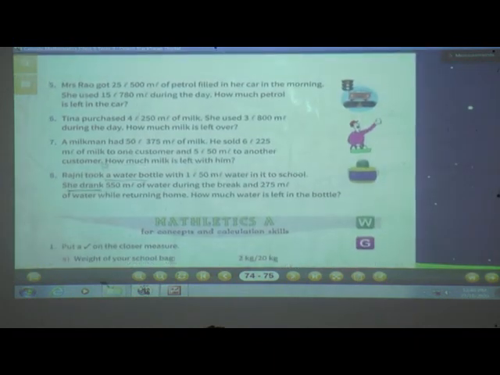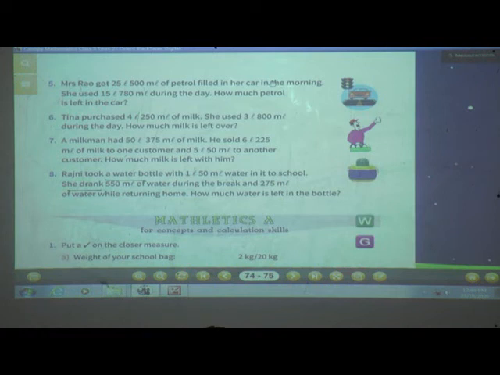Next example, see the fifth one. Mr. Rao got 25 liter 500 milliliter of petrol filled in her car in the morning. She used 15 liter 780 milliliter during the day. How much petrol is left in the car? See, in the morning, how much petrol was there in the car? 25 liter 500 milliliter, and during the day she used 15 liter and 780 milliliter. And the question is, how much petrol is left in the car?